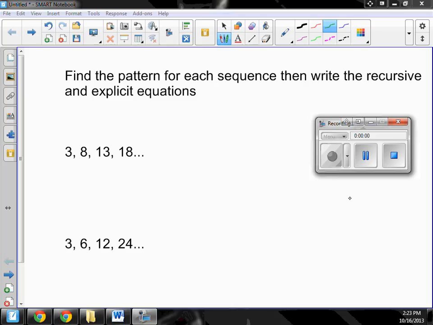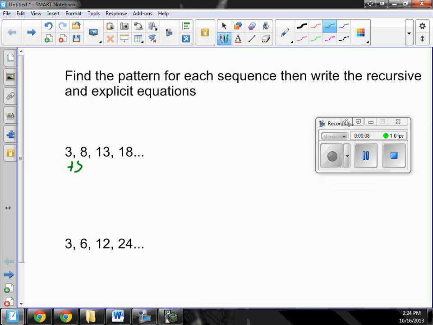Looking at this warm-up, we have a linear model and an exponential model. The pattern on the first one is plus 5, plus 5, plus 5. So what type of equation is it? It's a linear equation. So what type of sequence is it? Arithmetic sequence.